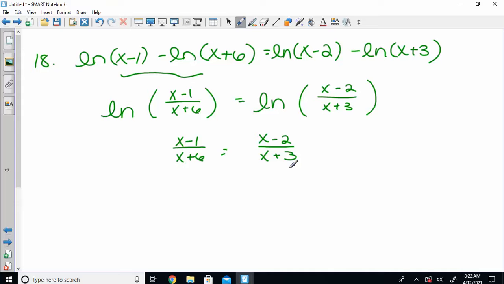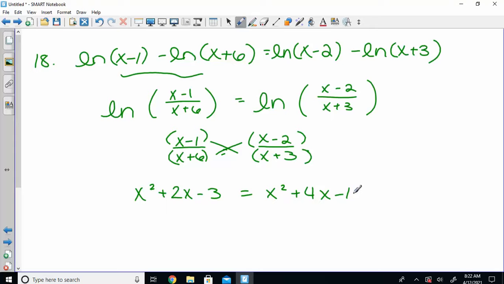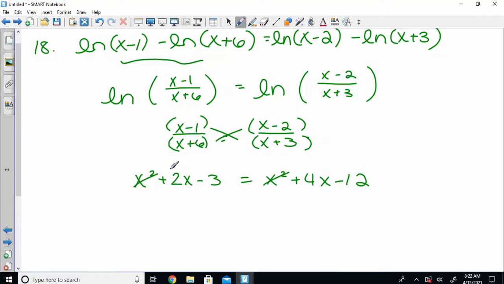What would we do from here? When you do that, you have to FOIL these. So that's x squared plus 2x minus 3 equals, I FOIL those two, x squared plus 4x minus 12. So if I subtract my x squared from each side, that actually cancels. I can subtract over my 4x, add my 3, so I get -2x equals -9, divide by -2, so x is 9/2.